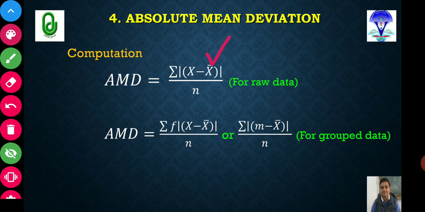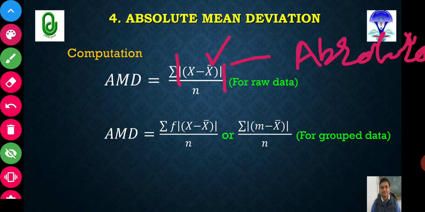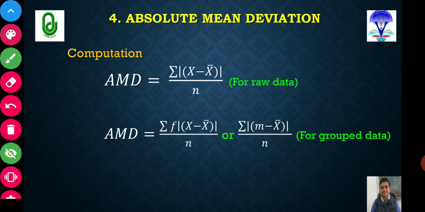So x minus x bar under bracket, and these two solid lines are telling that these are the absolute values. Absolute means you don't have to consider the sign. So signs are ignored, and this will be summed up and divided by the total number of observations. So this is the formula for absolute mean deviation. When in practical classes you put the values in this formula and get the result, the concept of absolute mean deviation will be clearer.